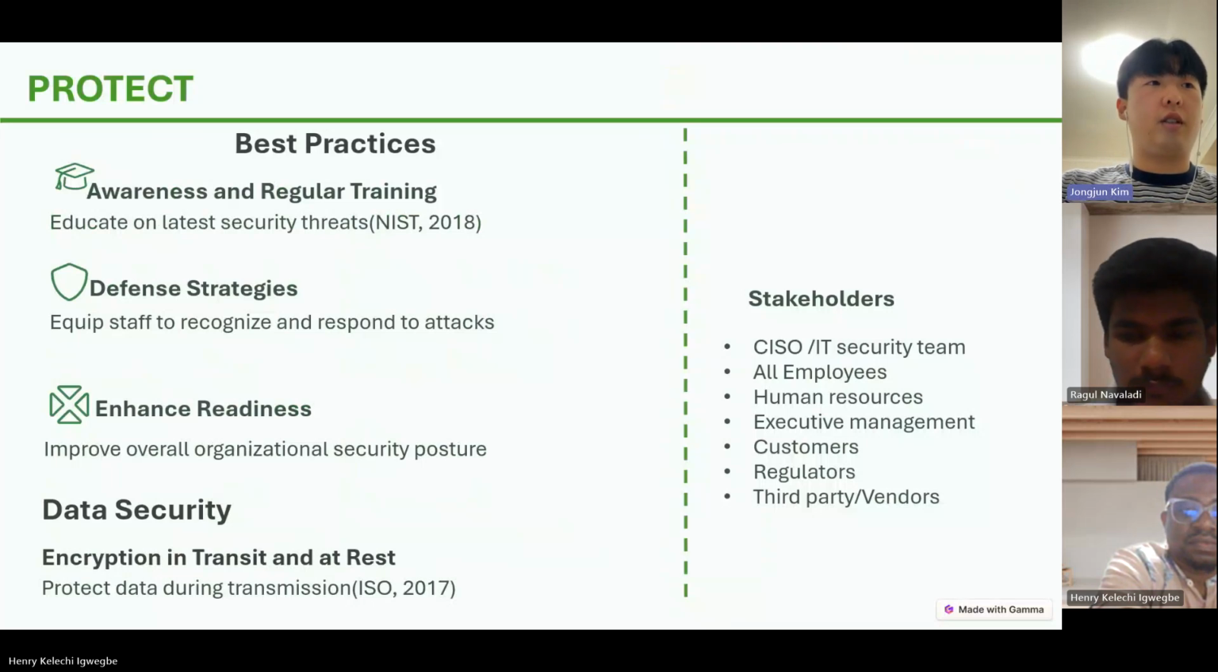The third strategy is data security. Data must be encrypted both in transit and at rest to ensure its protection. ISO 27001 mandates encryption to prevent sensitive data from being compromised by malicious actors.